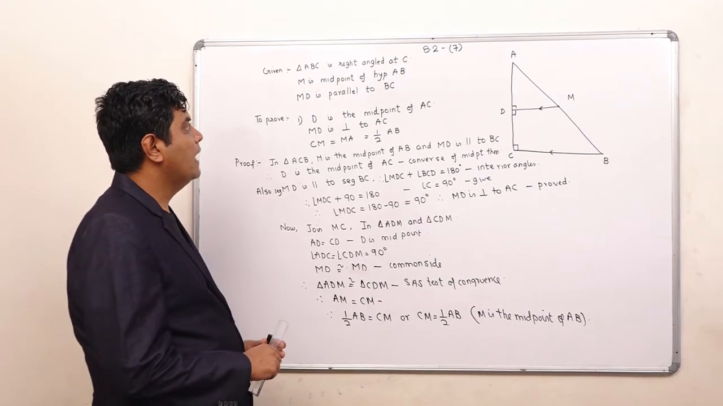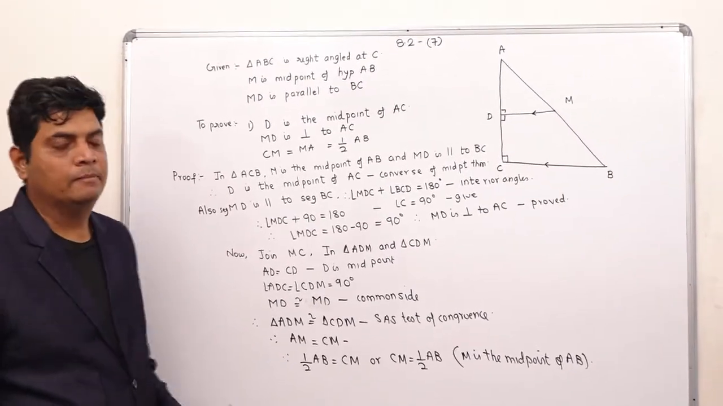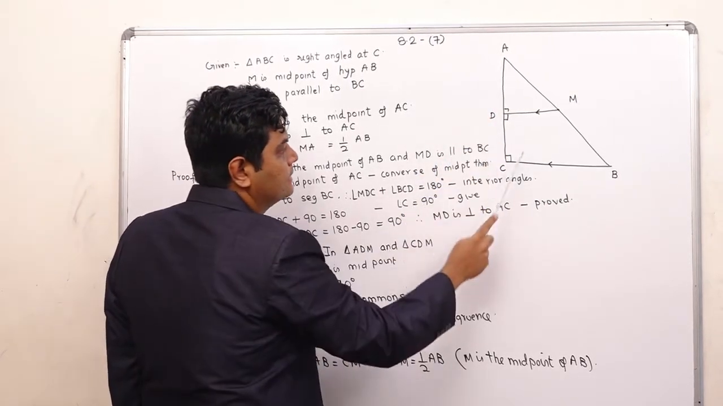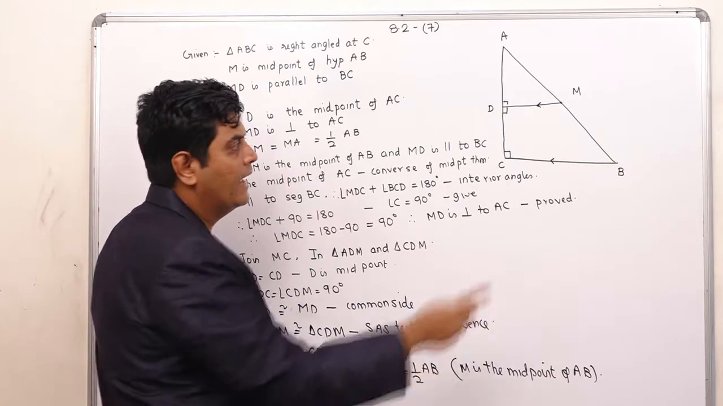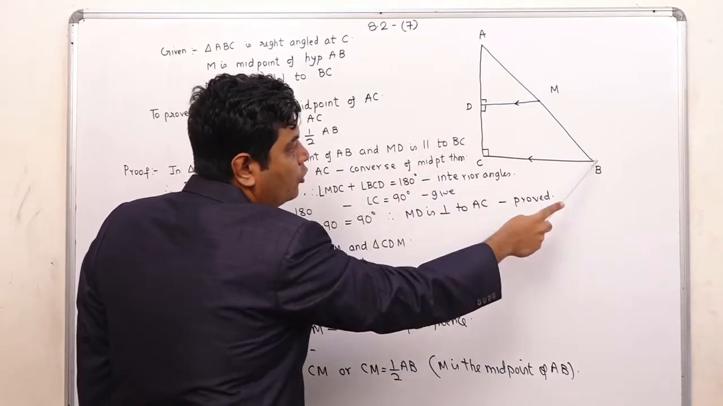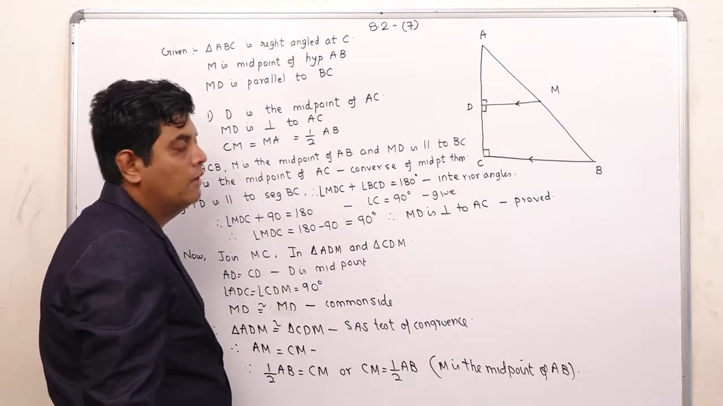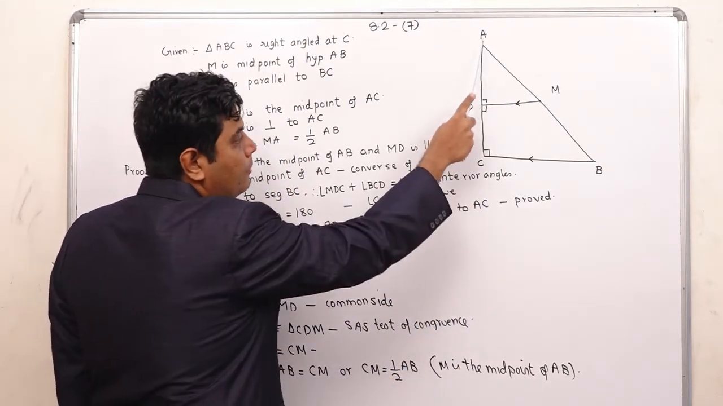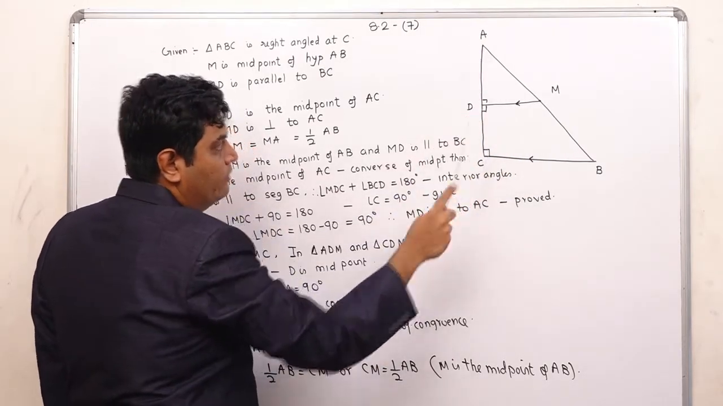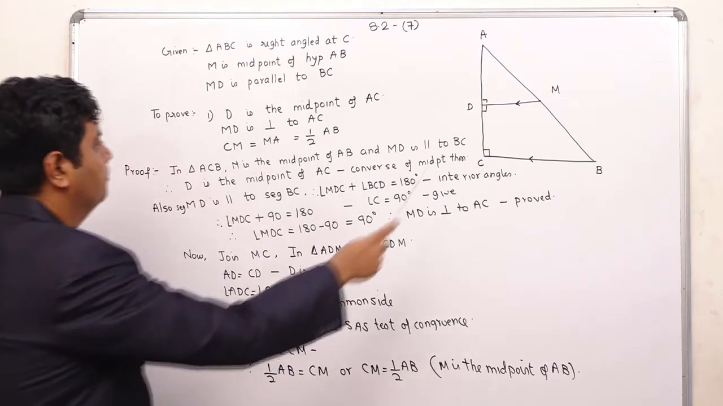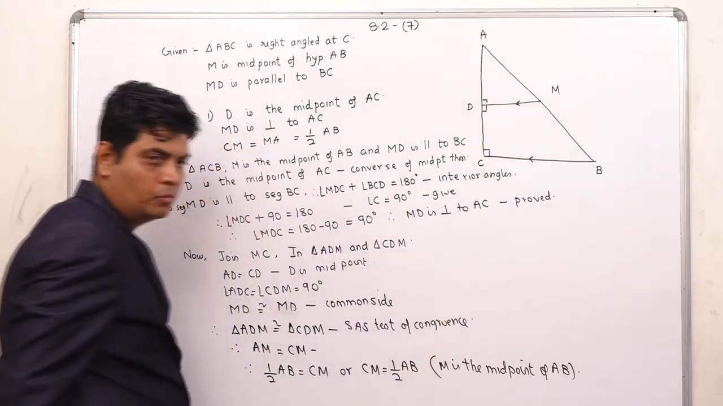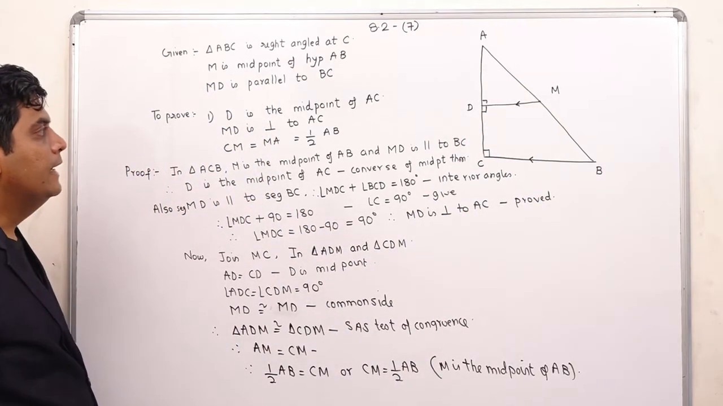We are continuing with exercise 8.2, sum number 7. What is given in this sum? Triangle ACB is a right angle triangle at C. M is the midpoint of hypotenuse AB. We have to prove D is the midpoint of AC, MD is perpendicular to AC, and CM is equal to MA is equal to half of AB. So this is a very easy sum. Let us start with the sum.